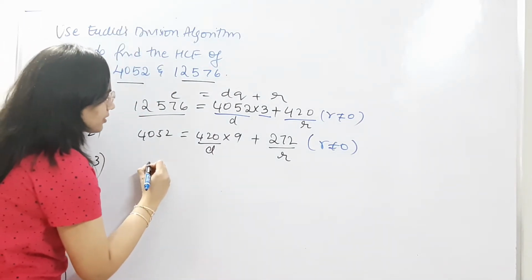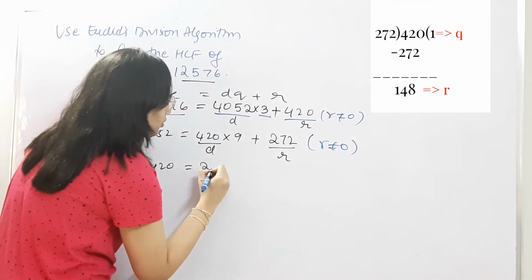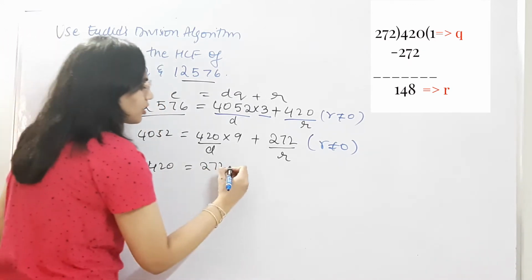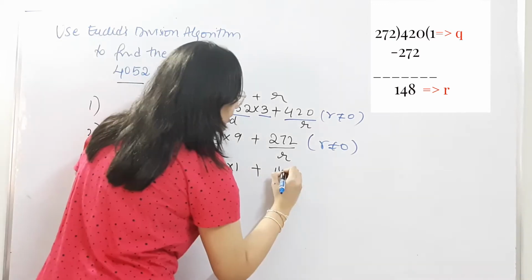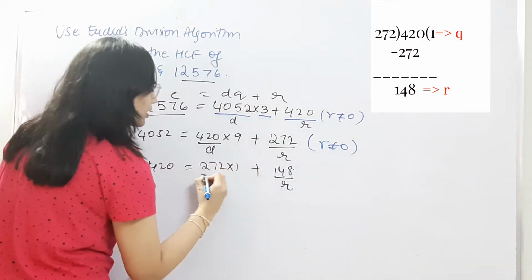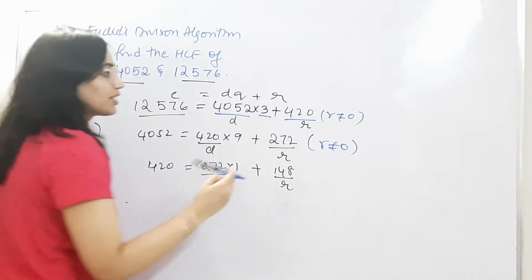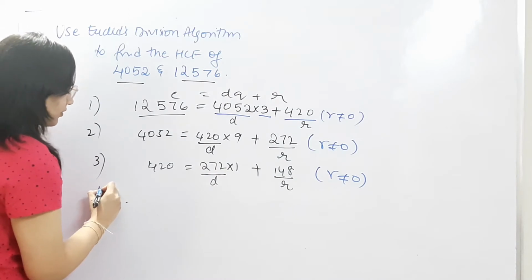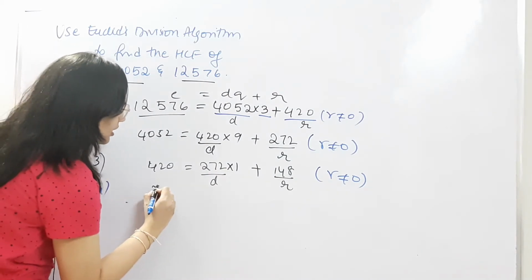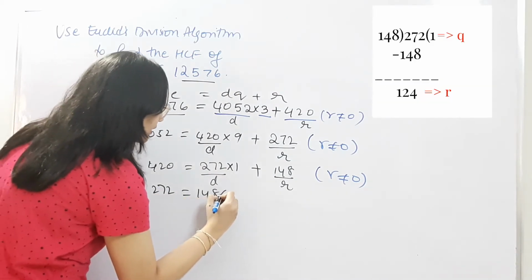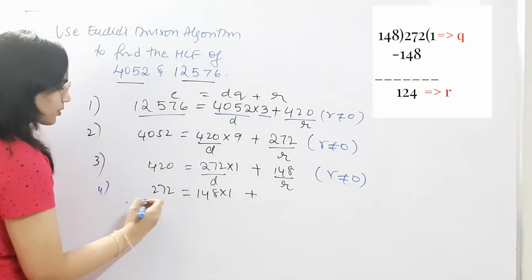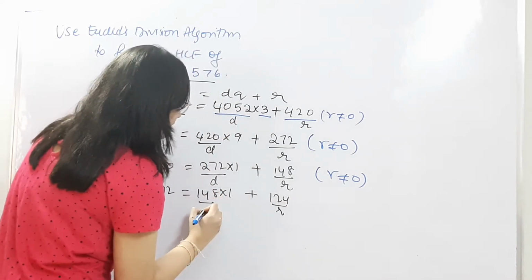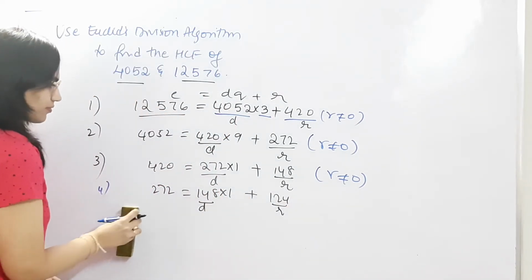The third time when we apply this, we get 420 is equal to 272 into 1 plus remainder. You know for a fact that if you multiply by 2 also, you get more than 420. The remainder in this case is 148 and the divisor is 272. Again we see that the remainder is not equal to 0. Then the fourth step will be 272 is equal to 148 into 1 plus the difference between 272 and 148. This is the remainder and this is the divisor.